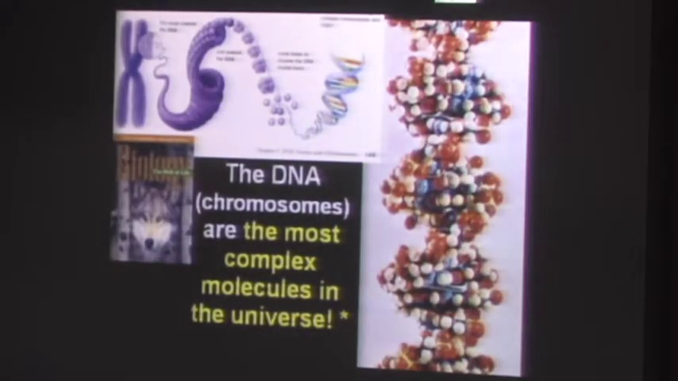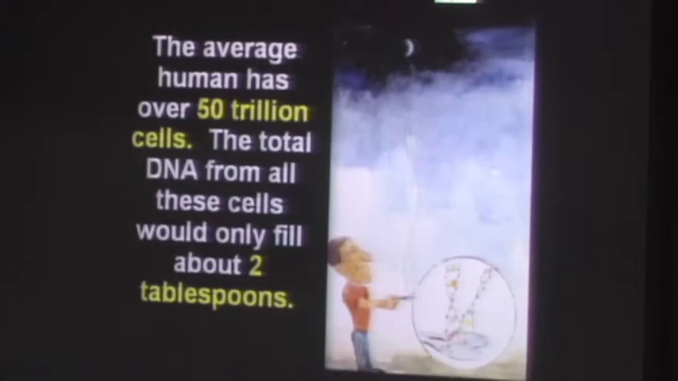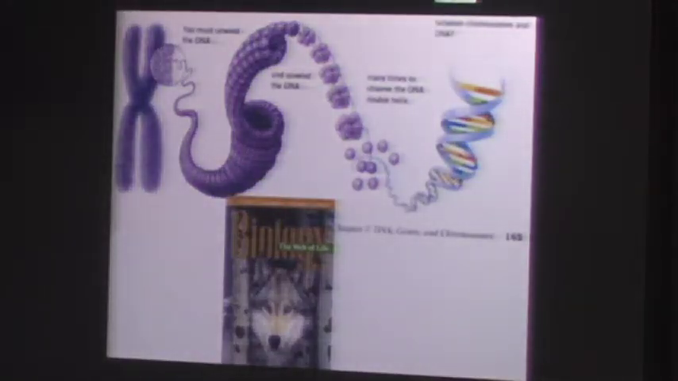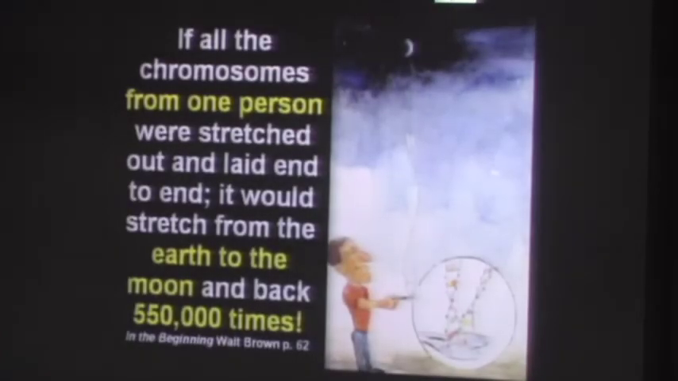That little DNA molecule: the average person has 50 trillion cells in their body with 46 of those little molecules in each cell. 46 chromosome strands in each cell of your body. If you extracted all of it, it would only fill about 2 tablespoons. But if you took those DNA strands and unwound them, stretched them out, tied them together, one person's DNA would reach from Earth to the moon and back over 500,000 times.